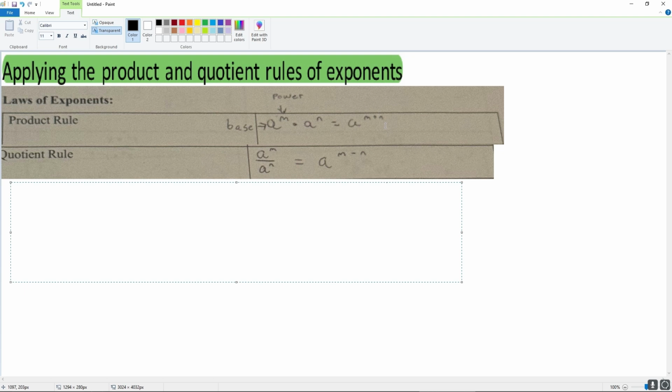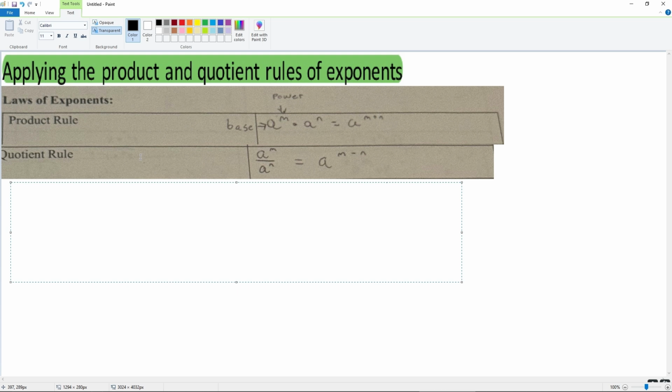This is the topic me and my group decided to do. This topic is basically about the laws of exponents. The rules, which the two rules are these ones right here. Basically, if you have the base, let's put a, and the power, we're going to do m and n.